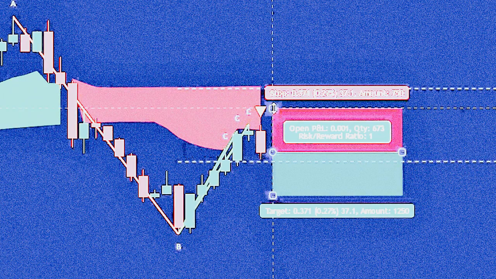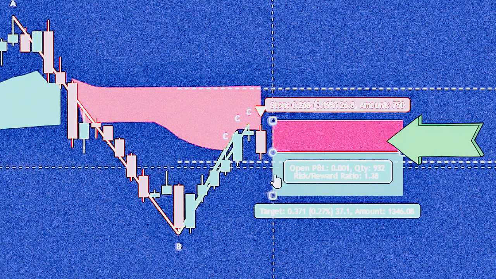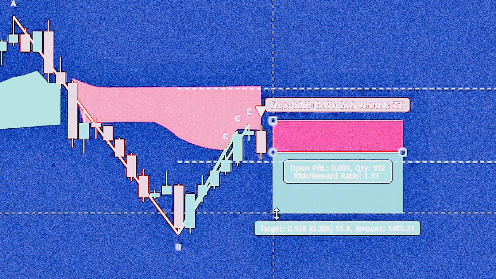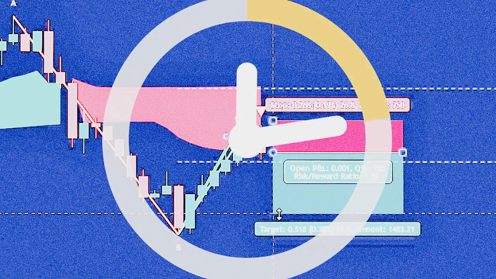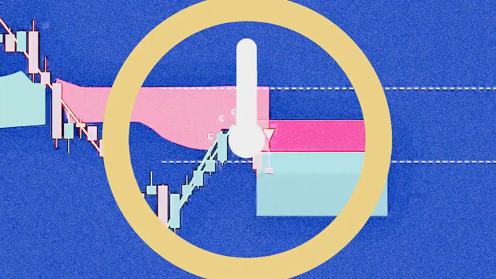We will place the stop loss at the recent swing high. As for the take profit, we will target a 2 times risk to reward ratio. Now, let's take a look at how the trade plays out.